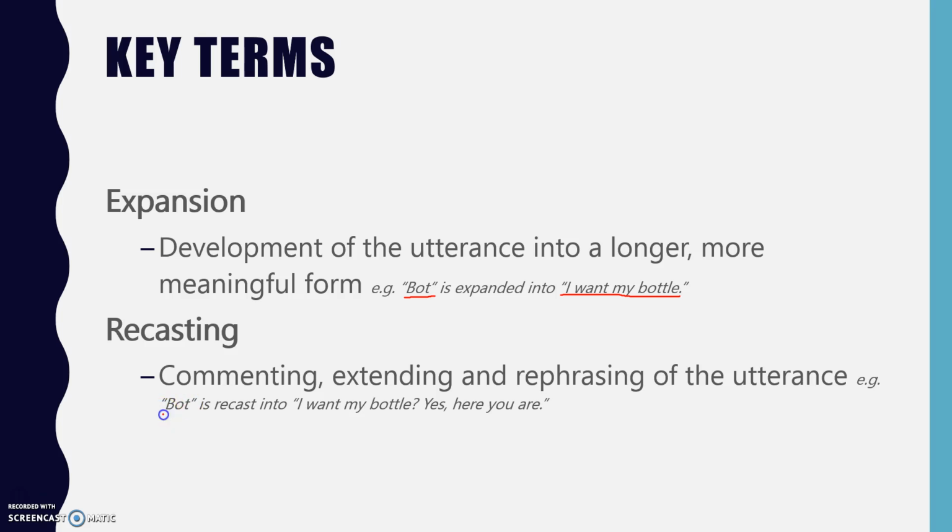Then recasting is when the adult comments, extends, rephrases the utterance. So again we've got bot here, and that's recast into I want my bottle? Yes, here you are. So here we've got the extending and rephrasing, basically expansion again, and then we've got the commenting, which sort of shows that this is what the child should say. So this is a question, do excuse my writing, and then we've got the answer here. So it's modelling the turn-taking structure of a normal adult conversation.